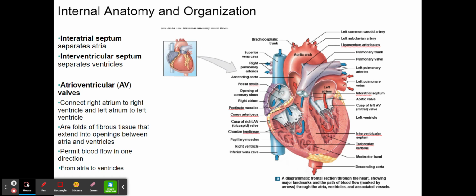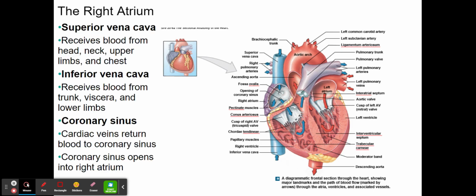In sectional view, you can see that the right atrium communicates with the right ventricle, and the left atrium with the left ventricle. The atria are separated by the interatrial septum, which is just a wall, and the ventricles are separated by the much thicker interventricular septum. Each septum is a muscular partition. Atrioventricular valves, or AV valves, are folds of fibrous tissue that extend into the openings between the atria and the ventricles. These valves permit blood to flow only in one direction, from the atria to the ventricles.